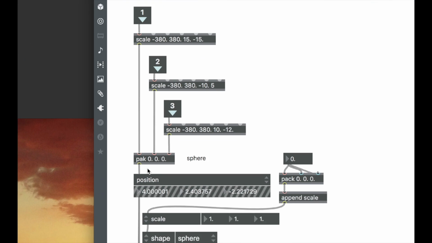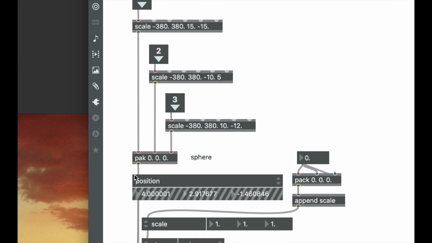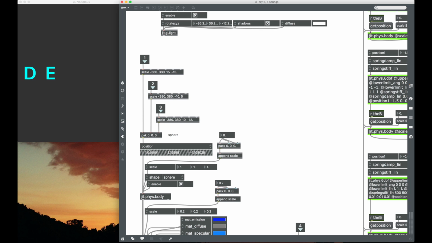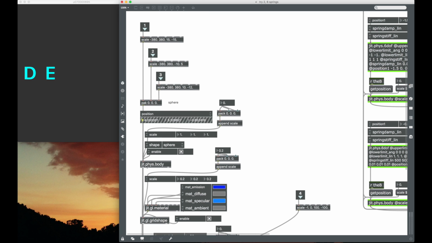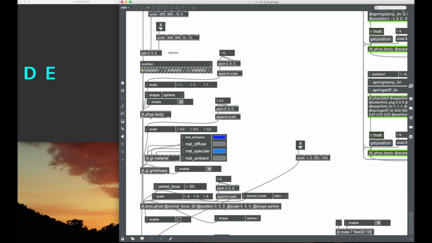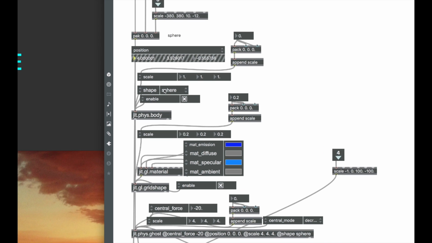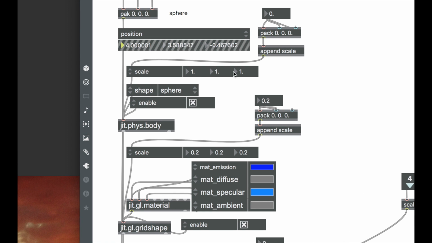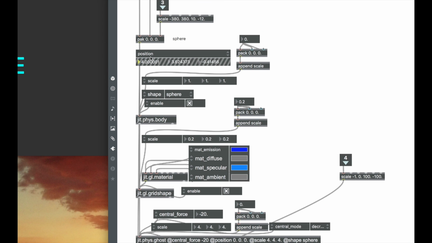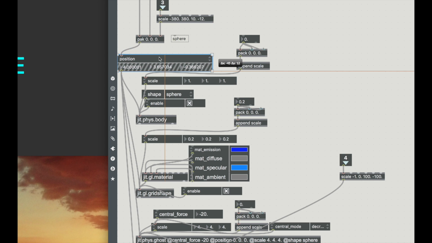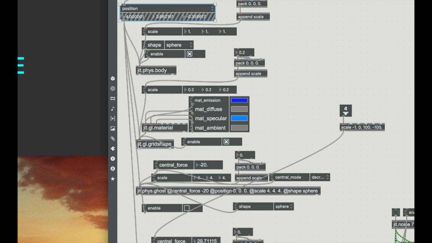So in this case, I pack these values up into one thing and I feed them into the position of multiple things. A physical body, so this is a physics simulation of a body in the shape of a sphere, and it's currently at a certain scale. This position is also going into a few other things you can see. It's going into this grid shape. This grid shape is what actually is shown in the renderer. In this case, it's a sphere also, and I'm giving it this little blue color.